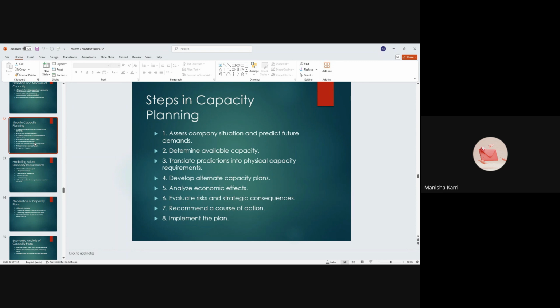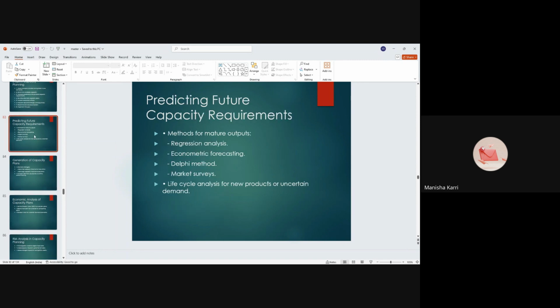Here we can see predicting future capacity requirements. So what is predicting future capacity requirements? It is essential for businesses to align their resources with anticipated demand and ensure they can meet customer needs without incurring unnecessary cost. Various forecasting methods help businesses anticipate capacity needs, particularly for mature outputs like established products and services with predictable demand patterns, and new products with uncertain demands.